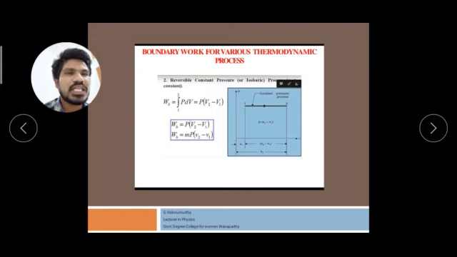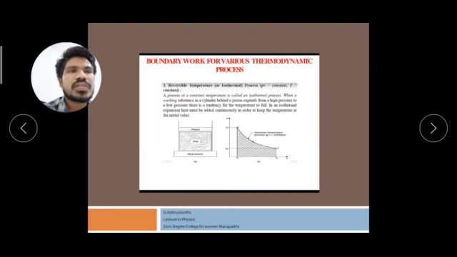That's why the equation we get is WB is equal to P into (V2 minus V1) after integrating the equation. Therefore, WB is equal to m P (V2 minus V1), where V is the specific volume. So that is the boundary work for the constant pressure process.